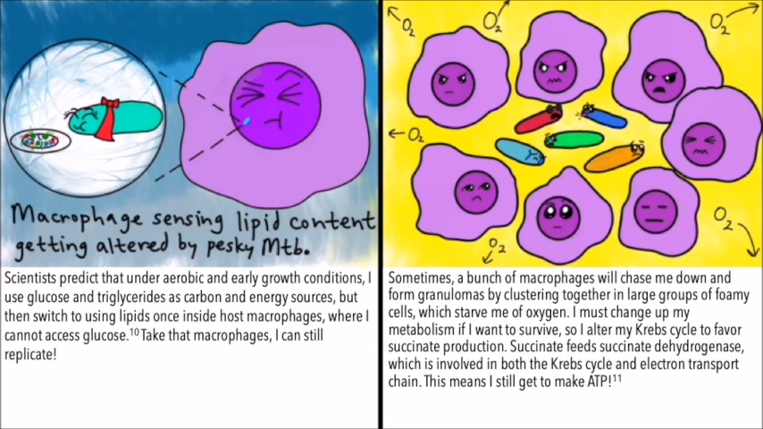Sometimes, a bunch of macrophages will chase me down and form granulomas by clustering together in large groups of foamy cells, which starve me of oxygen. I must change up my metabolism if I want to survive, so I alter my Krebs cycle to favor succinate production. Succinate feeds succinate dehydrogenase, which is involved in both the Krebs cycle and electron transport chain. This means I still get to make ATP.